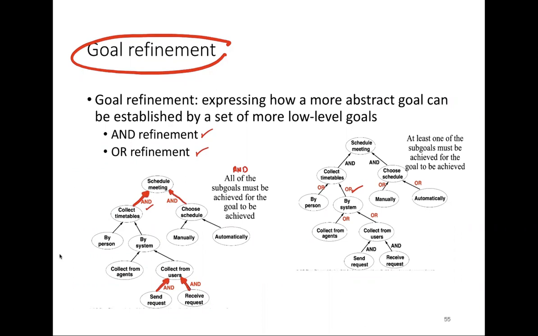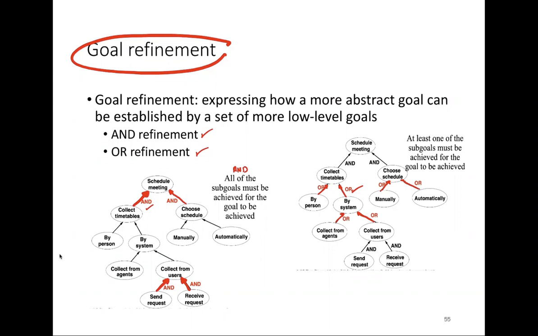On the other hand, you can see the refinement here is or. So this is by person or by the system. The by system could be by agent or it could be by users. Here manually or it could be automatically. So it's very important to identify the refinement, either an or refinement or an and refinement.